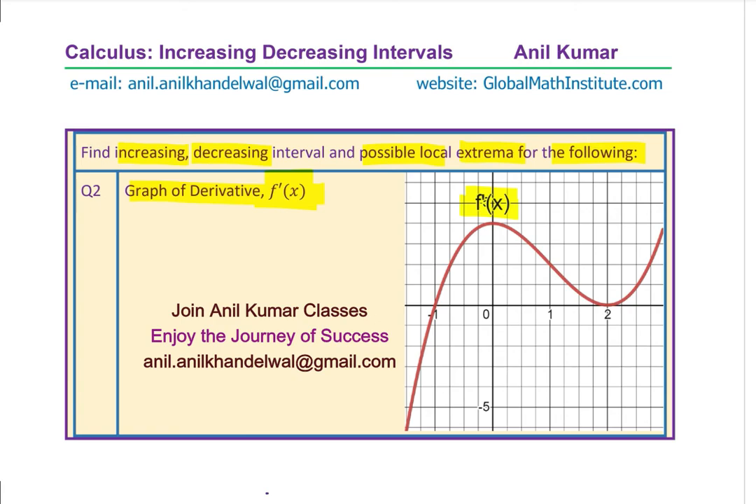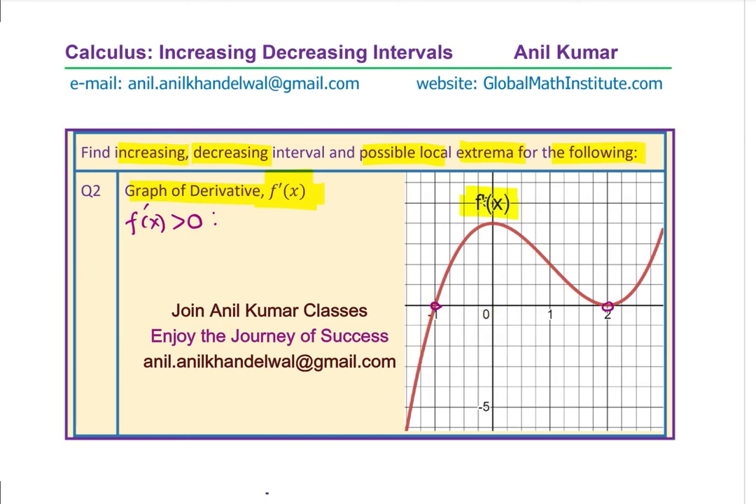Now the solution here is very simple. Increasing means what? Increasing means that the derivative should be greater than 0. We can see that the derivative is greater than 0 in between these intervals, right? So the answer should be from where to where? If you think it is from minus infinity to 0, it is wrong, right? If you think it is this interval, increasing, it is wrong.